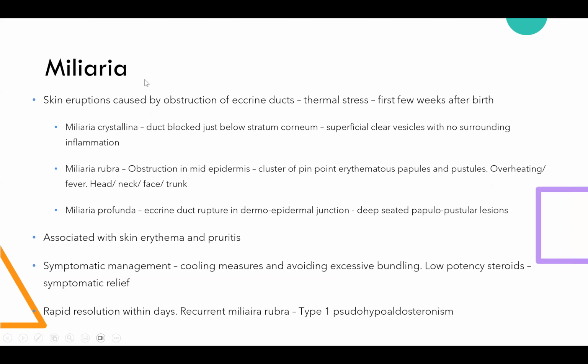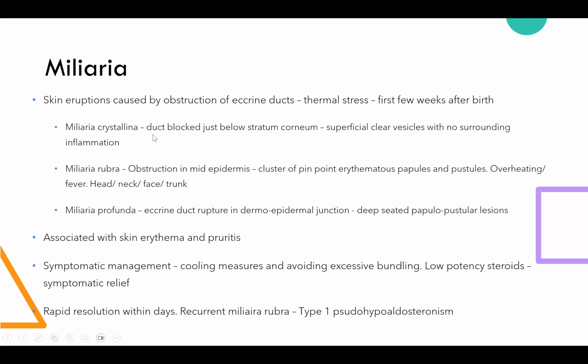Miliaria is a skin eruption caused by obstruction of the eccrine glands, that is sweat glands, due to thermal stress, and it can occur in the first few weeks after birth. There are three types: miliaria crystallina, miliaria rubra, and miliaria profunda. Miliaria crystallina and rubra are relatively more common than profunda.